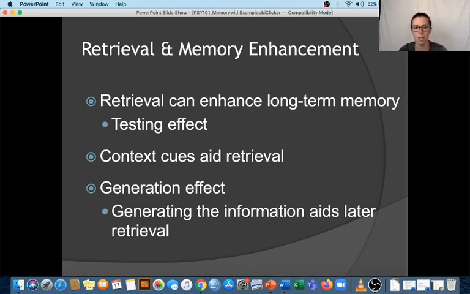What does that mean? Well, if I can come up with my own examples of the concepts, that's me generating information, and that's going to help me remember things later if I can create my own examples.